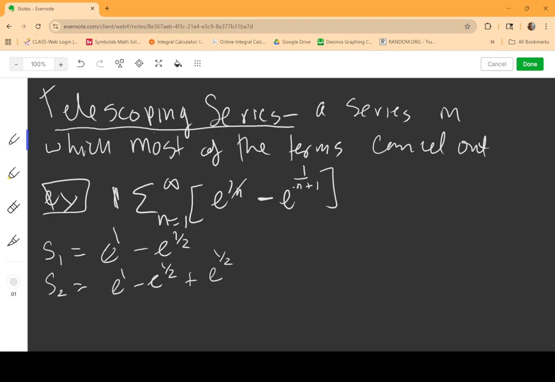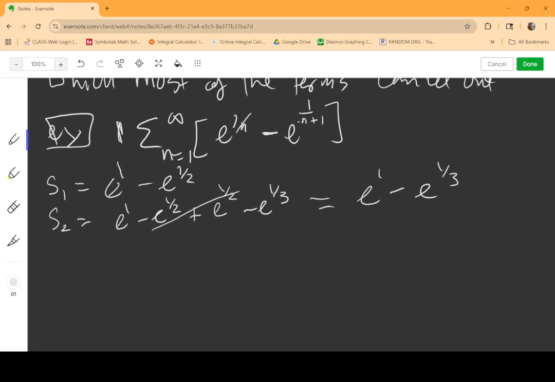That's what's going to make it telescoping. Minus e to the 1/3. All right, and we notice here that those middle terms cancel out, and we're left with e to the first power minus e to the 1/3.